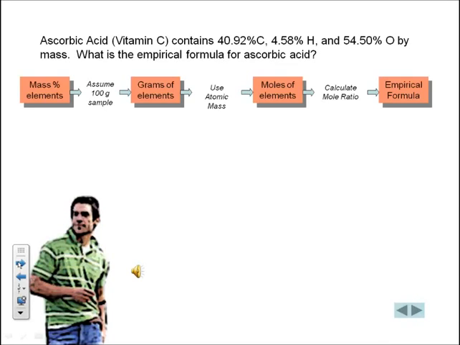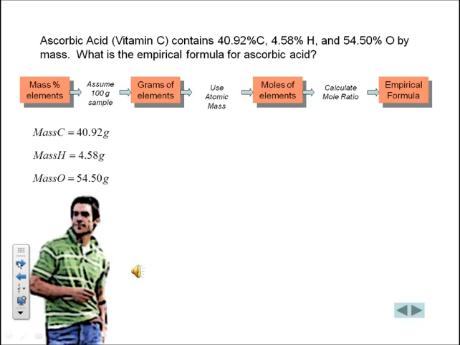When calculating empirical formula, the same general procedure is followed every time. It is shown schematically here. We must first find the mass of each element in the compound. This mass is then converted to moles using the element's atomic mass, and finally the simplest whole number ratio must be calculated. The empirical formula is then written using this ratio.